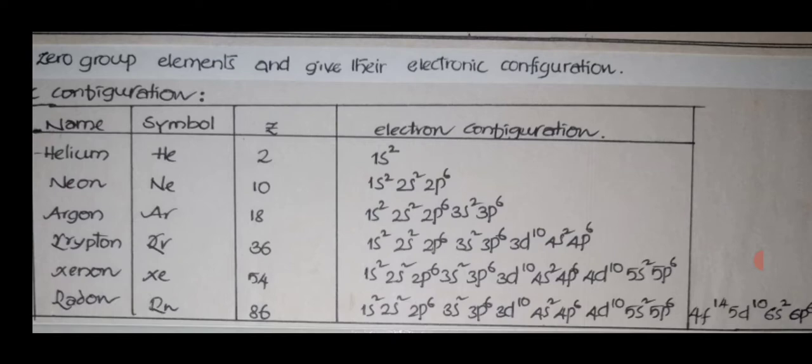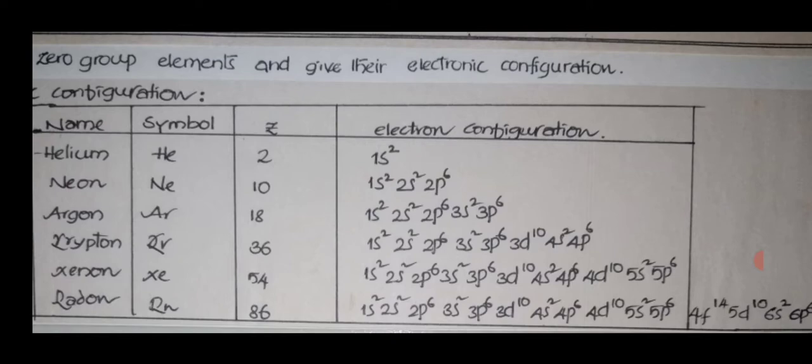Electronic configuration 1s2. This is doublet configuration. Remaining all elements are having octet configuration. Neon 1s2, 2s2, 2p6. Argon 1s2, 2s2, 2p6, 3s2, 3p6. Krypton 1s2, 2s2, 2p6, 3s2, 3p6, 4s2, 3d10, 4p6.